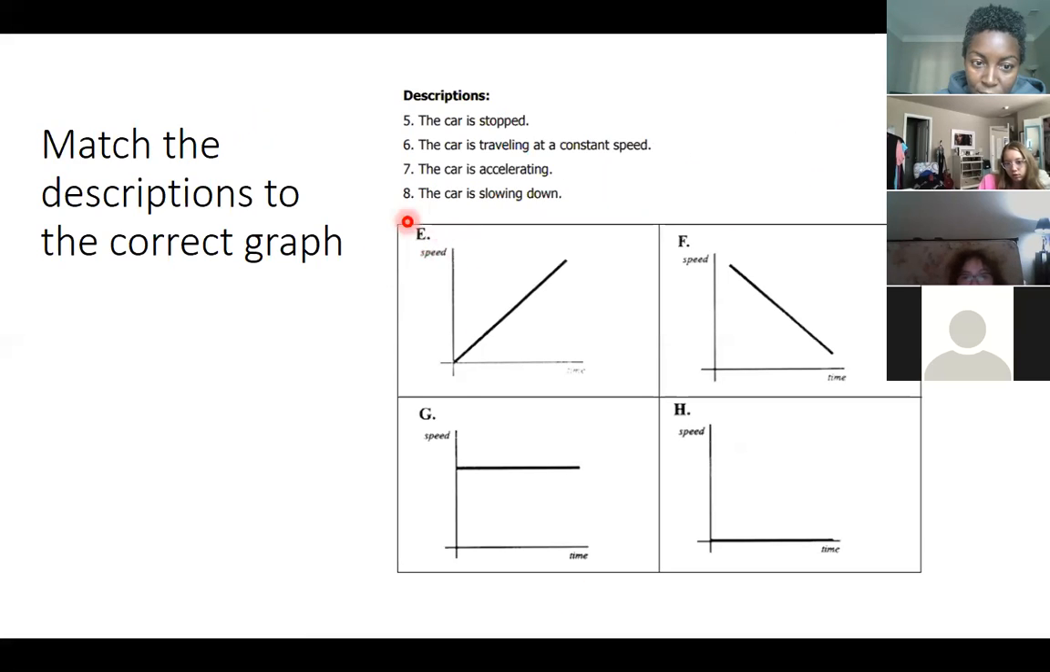These are speed graphs. Here's my y-axis, okay? Private chat me. 1, the car is stopped. 1, the car is traveling at a constant speed. 1, the car is accelerating, and 1, the car is slowing down. You guys can private chat me. Let's start with number 5. Tell me what graph 5 goes with.